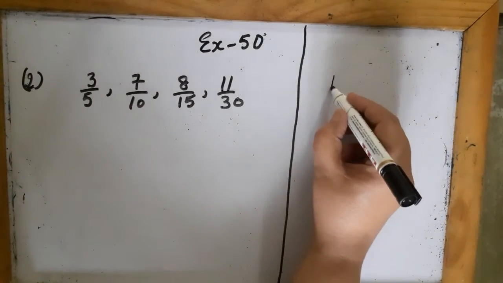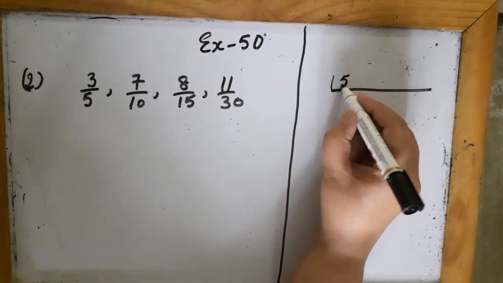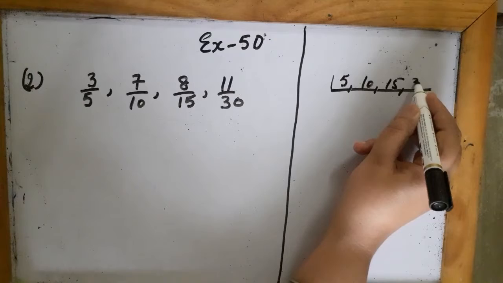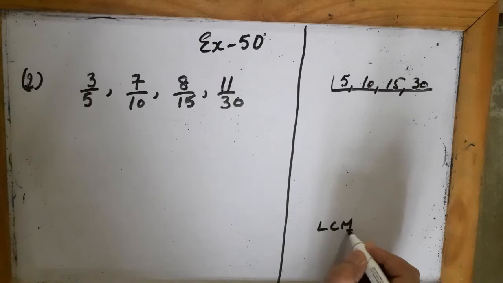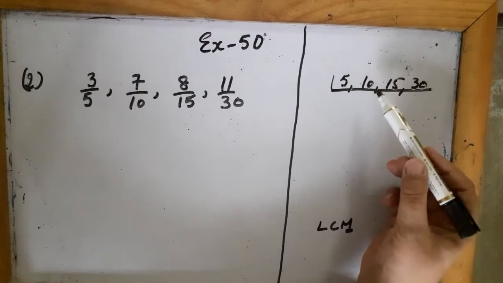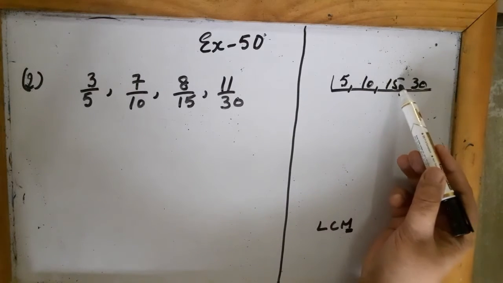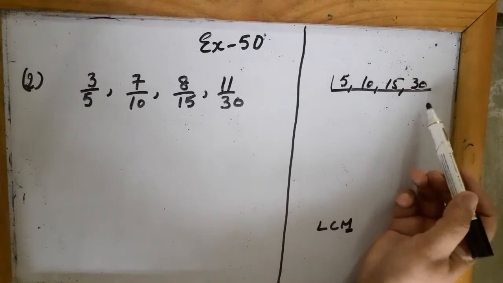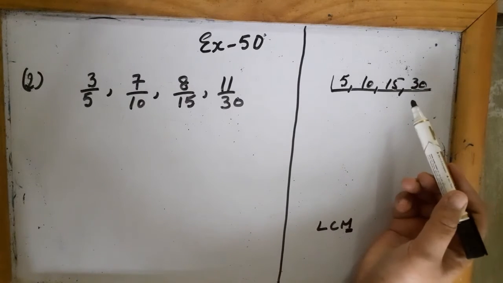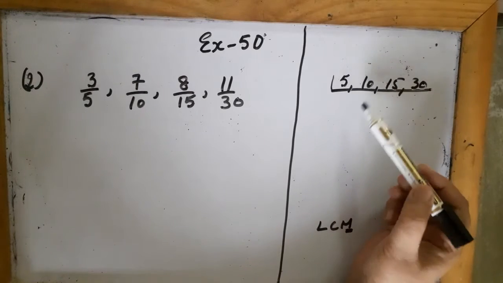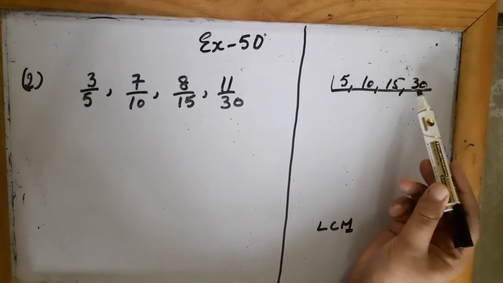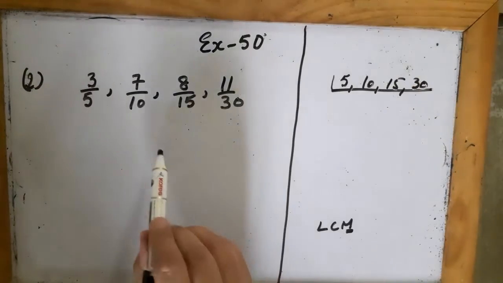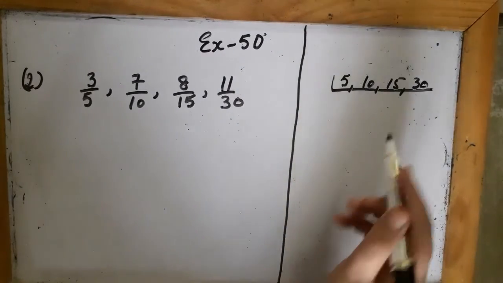So I will take the denominators here like 5, 10, 15 and 30 and take their LCM, least common multiple. Means I have to find such a number which goes on the table of 5 also, which is a multiple of 10 also, which is a multiple of 15 also, and which is a multiple of 30 also. एक ऐसा नंबर ढूंढना है जो 5 के टेबल पे भी जाता है, 10 के टेबल पे भी जाता है, 15 के टेबल पे भी जाता है और 30 के टेबल पे भी जाता है. That will be my common denominator for all these. So for this I'll take out the LCM.